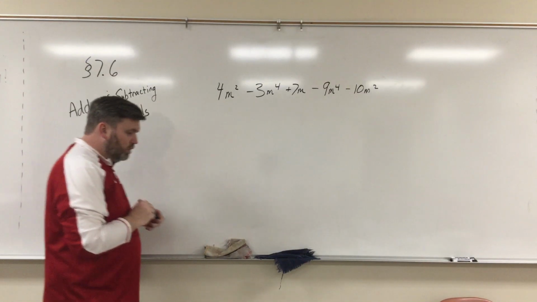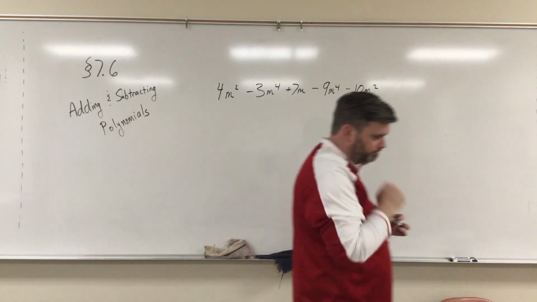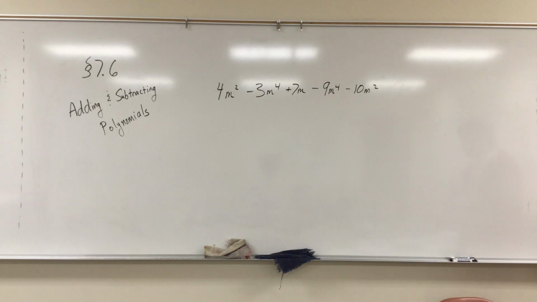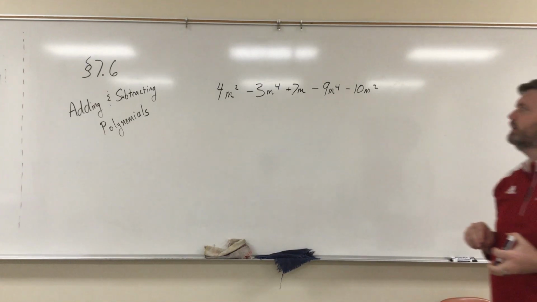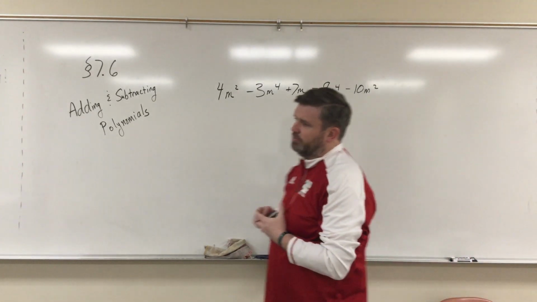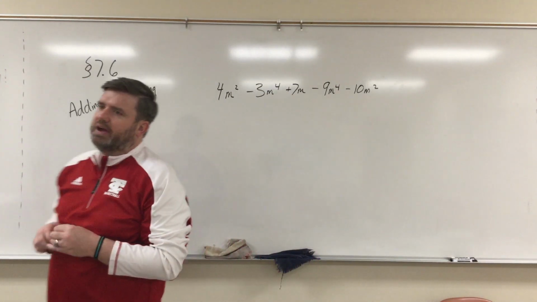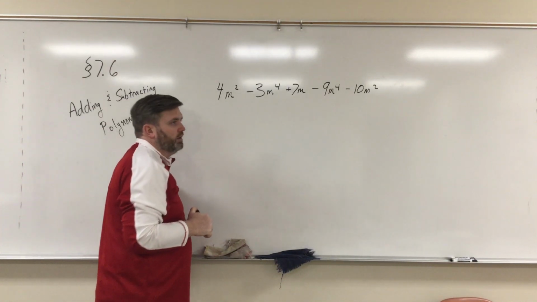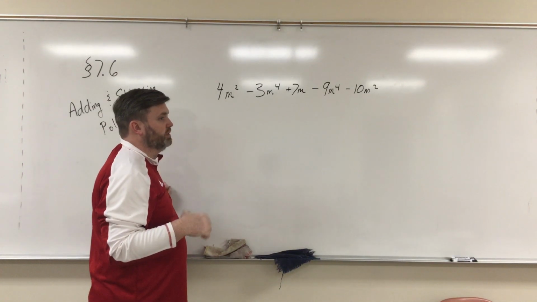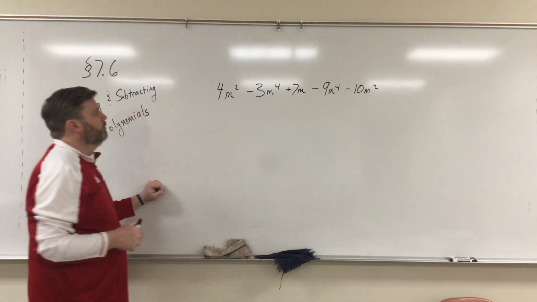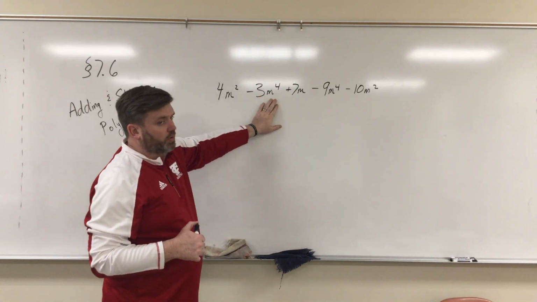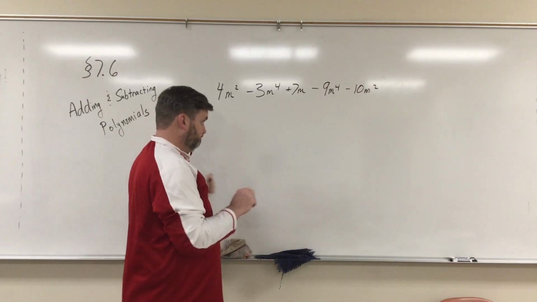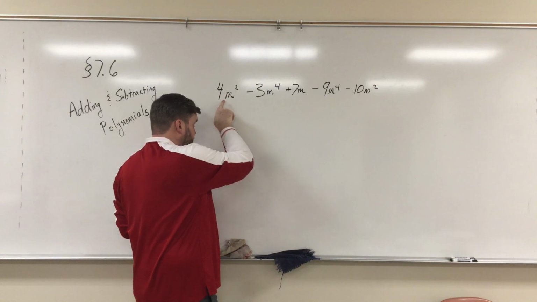Hopefully you remember that like terms not only have the same variable, but that variable has to be to the same power. Or I guess now, since we know what the word means, we can say they have to be the same degree. So m squared and m to the 4th are not like terms, but m squared and m squared are. So let's go ahead and combine those.